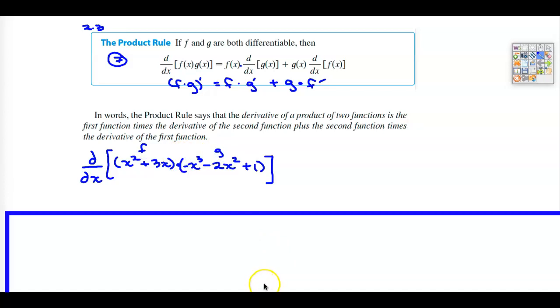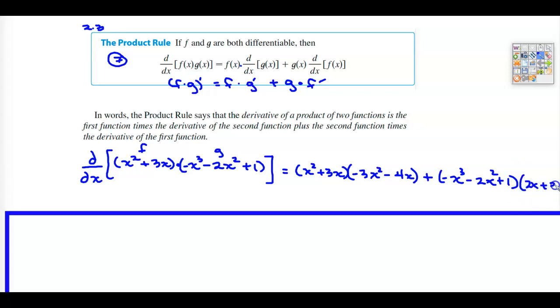Now you could multiply all this quantity out and then take the derivative of each of those terms, but it's going to be a little bit more involved. So the first function we write as x squared plus 3x times the derivative of the second function, which is negative 3x squared minus 4x, plus the second function, which is negative x cubed minus 2x squared plus 1, times the derivative of the first function, which is 2x plus 3.